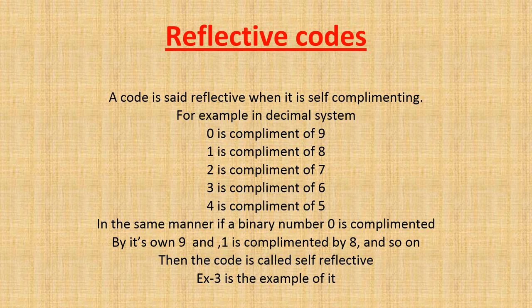3 is the complement of 6, 1 is the complement of 8, 4 is the complement of 5. A system having this property is known as a reflective system. According to this, if a binary code for 0 is complemented by its own 9, 1 is complemented by its own 8, and so on, then the code is called self-reflective. EX3 is an example of it.